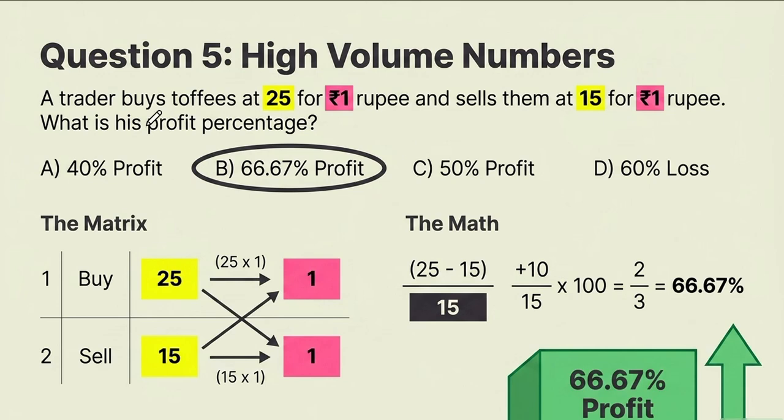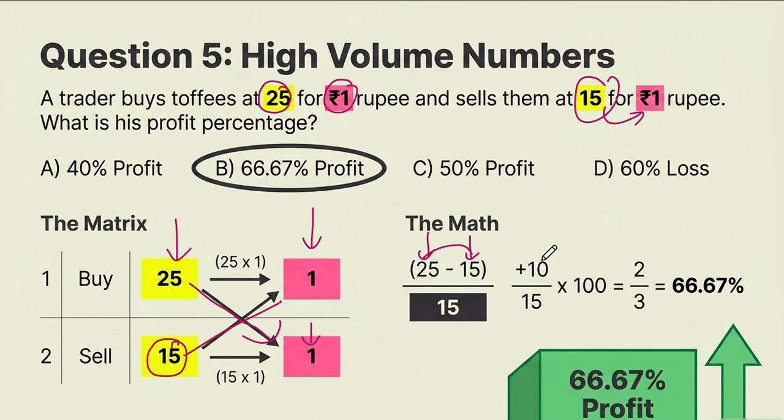Next question. A trader buys trophies at 25 for rupees 1. So quantity is 25, price 1, and sells them 15 for rupees 1. So quantity is 15 and price is 1. So do the cross multiplication. 25 into 1, which is 25, minus 15 ones are 15, upon 15. So 25 minus 15, which is 10, upon 15 multiplied by 100. If we cancel out, 5 2s are 10, 5 3s are 15. So 2 by 3 into 100. 2 by 3 is approximately 0.66. If you multiply by 100, we will get 66.67%.